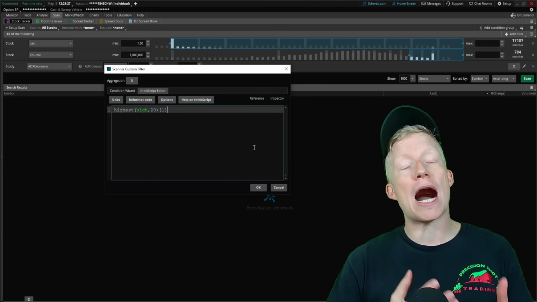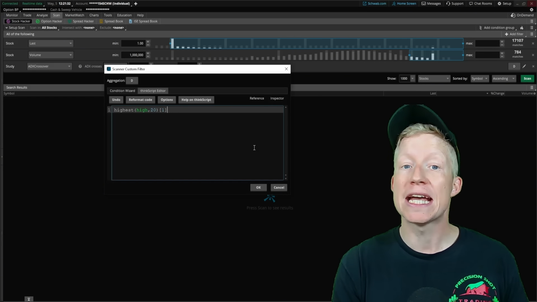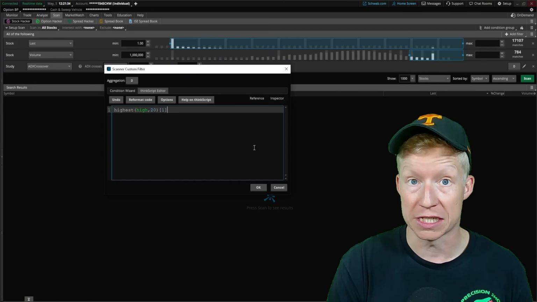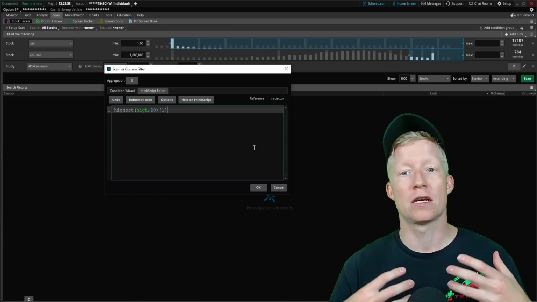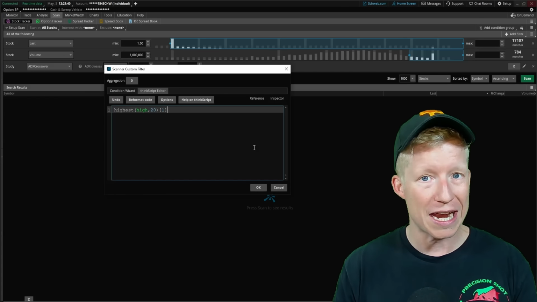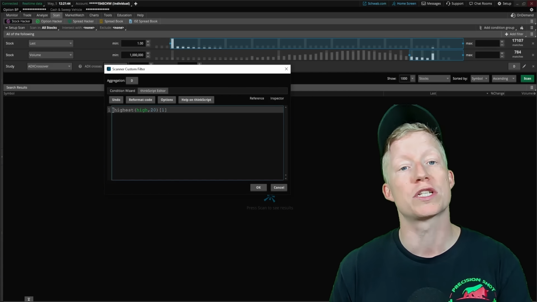Now, I want to return stocks that the current price action is approaching this level. Remember, the whole point of this scanner is that we are looking for stocks just before they break out. So we don't want to be above this level yet, but we want to be close to it.